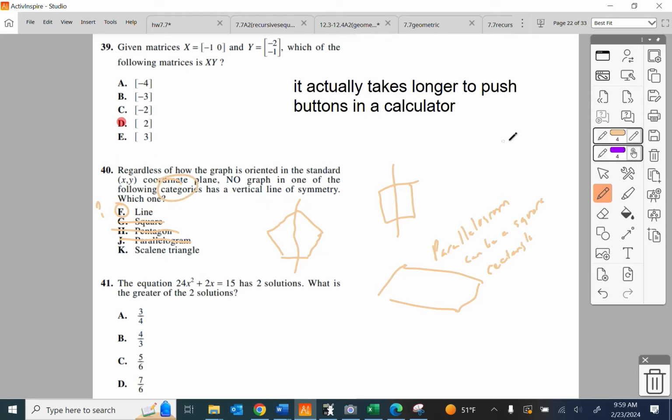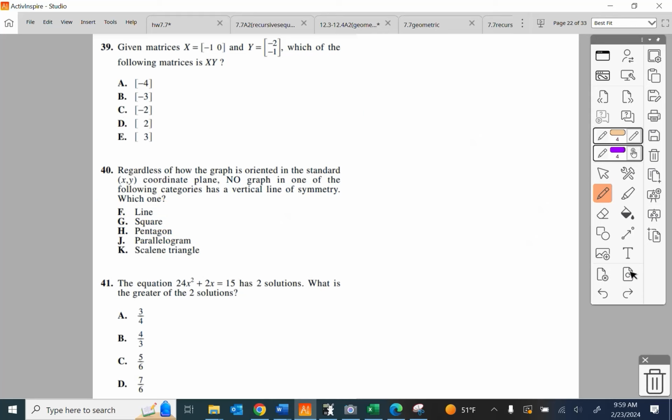It says lines. This could be a line. You can cut it in half. I don't know that I can think of a scalene triangle that can be cut in half. I mean, they don't have any congruent sides. That's the deal about being scalene, no congruent sides. So I'm going with K.